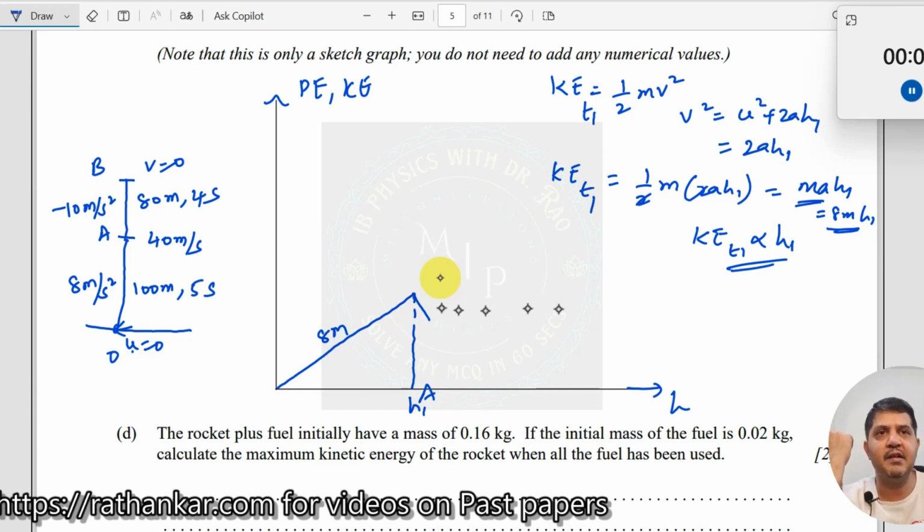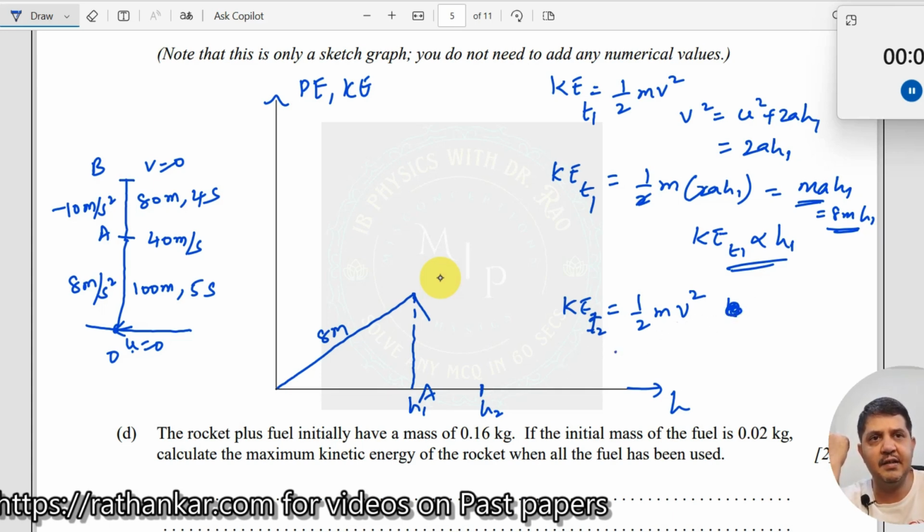Why steeper? Because kinetic energy here goes with, okay, let us do this one also here. Kinetic energy T2, let us say this is your time T2 at a height H2. H2 is what, 80 meters here, right? From here to here is 80 meters or totally 180 meters. So this should be equal to half m v square. And then what is v here? V square should be equal to 2gh. Because now it's under the mercy of gravity, this should be half m into 2gh. So this 2 and this 2 goes away, so you get this as mgh1.